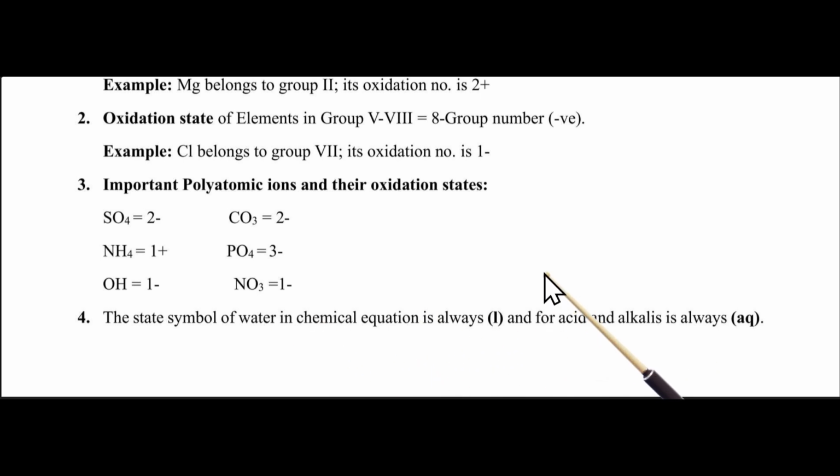And for the acids and alkalis, it is always AQ. The state symbol that you have to remember for acids and alkalis will always be AQ. Okay, and also for the ions, if you see ions in the product, then ions will also have AQ as a state symbol. Okay, so these are some of the concepts that are related to chapter 4.